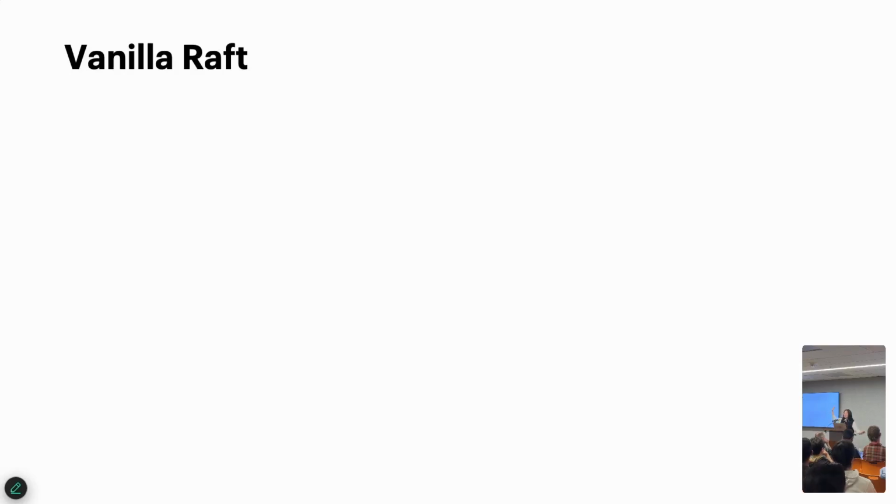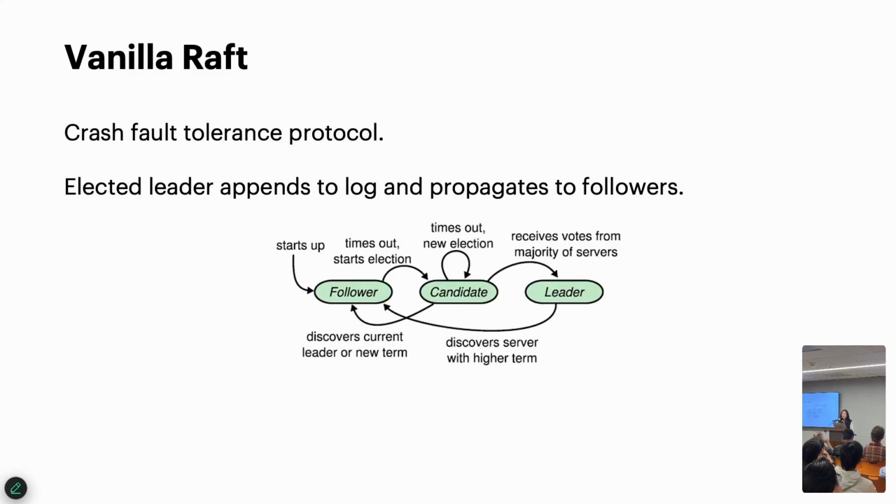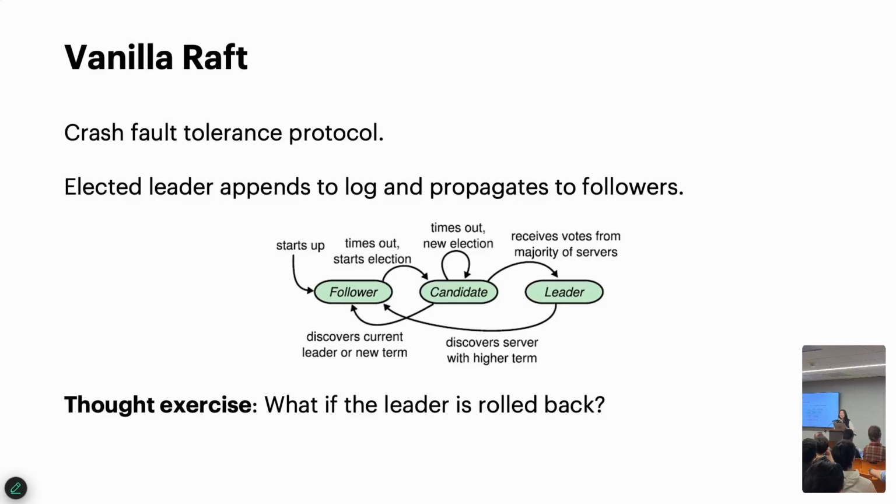So do people know what Raft is, or fault tolerance protocols? Okay, I guess half of this room. It's a crash fault tolerance protocol, which means it provides safety and liveness in the event of server crashes, but not necessarily when the server is not following the protocol. To give a quick refresher on Raft, you have an elected leader that appends to the log and propagates to followers. As a thought exercise, what happens if we roll this leader back?